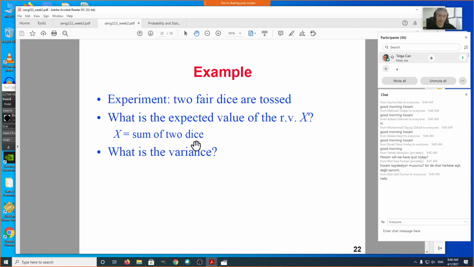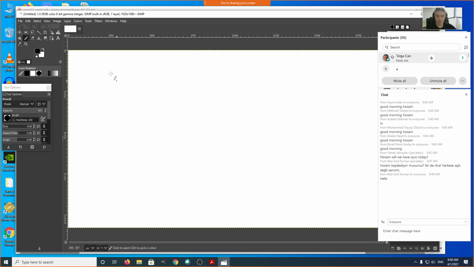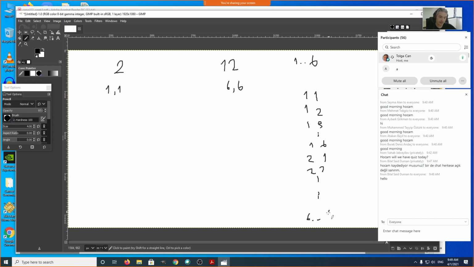So let's take a look at this example. How do we find the expected value of the random variable x when x is the sum of two dice? The possible values that x could get are from 2 to 12, right? There are two regular six-sided dice, 1 to 6 each. We can get 1 and 1, we can get 6 and 6. The sample space is going to contain 36 different values. It could be 1,1, 1,2, 1,3, 1,6, and 2,1, 2,2. If you list all these, the last one you get is 6 and 6, and the total number of outcomes that you can observe is 36.